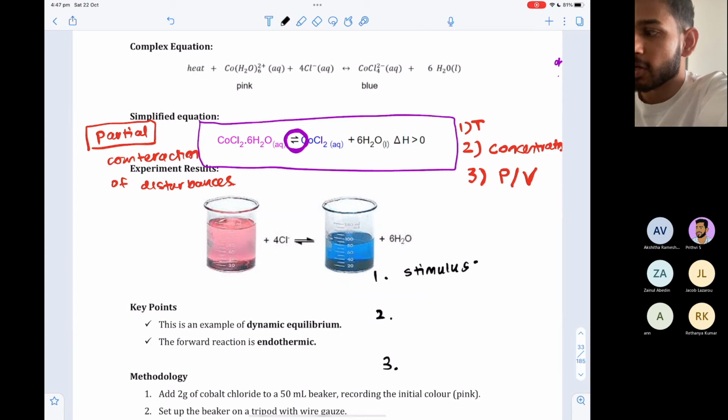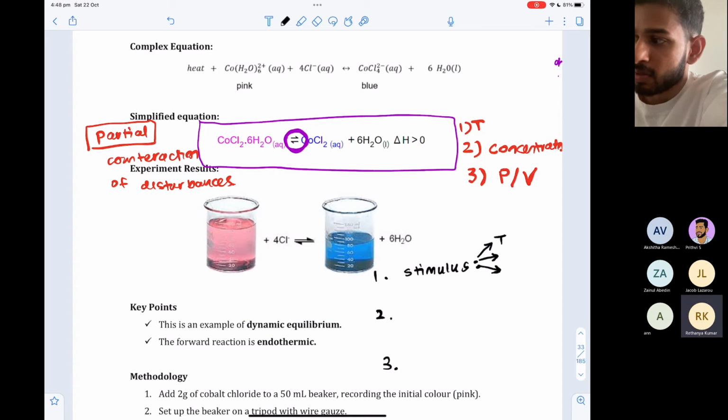Meaning, what disturbance did we apply to this reaction system? Now, the disturbance must be one of the 3 points which we said above, right? I know it's written there, but Rithani, can you just repeat it to us? What are the 3 factors that affect equilibrium? Spoken about temperature. What are the other 2 factors that affect equilibrium? Pressure and concentration. Very good.